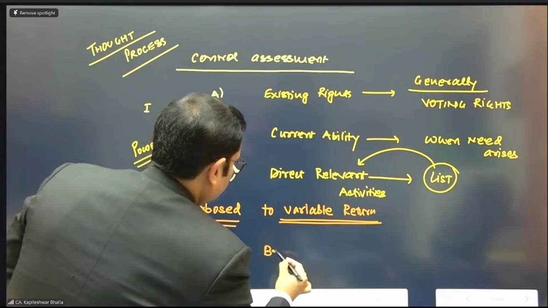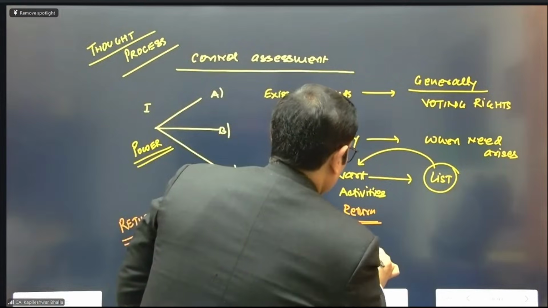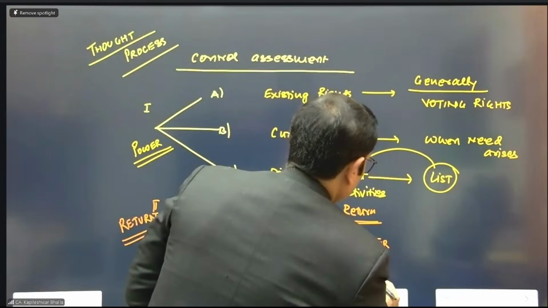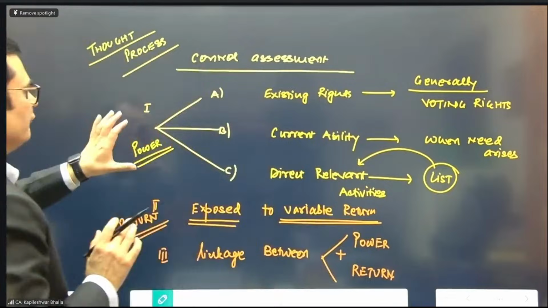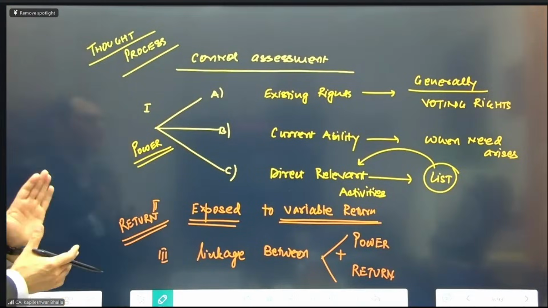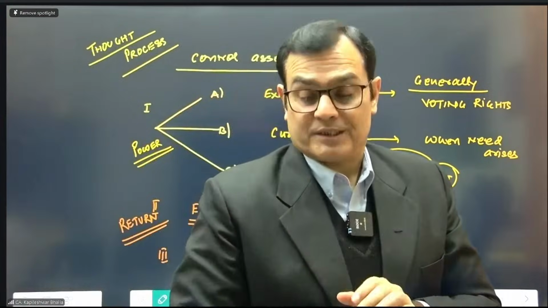And then comes step number 3, wherein you need to develop a linkage between power and return, between the concept of power as well as the concept of return. I don't need to do anything here, because if you say you've got power and you're exposed to variable return, the linkage is automatically done. I hope, friends, my thought process is now clear.